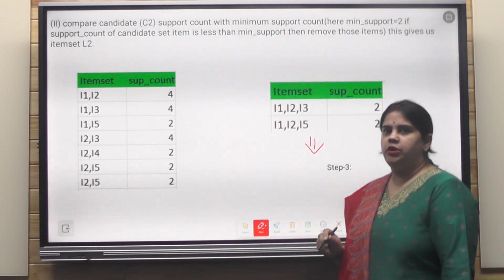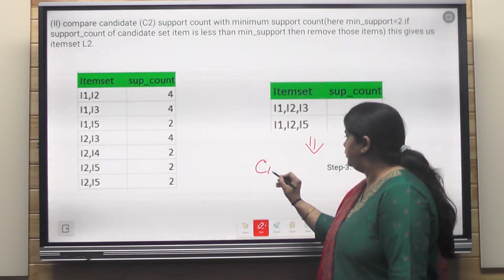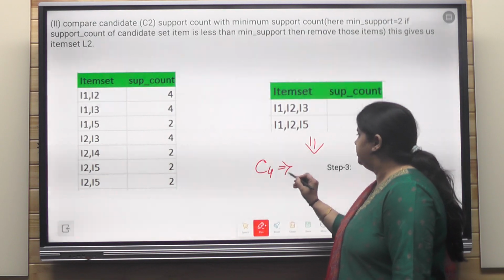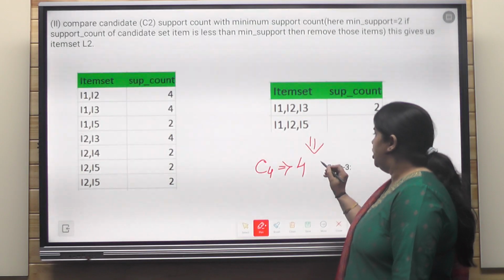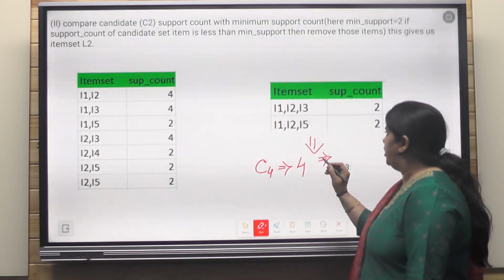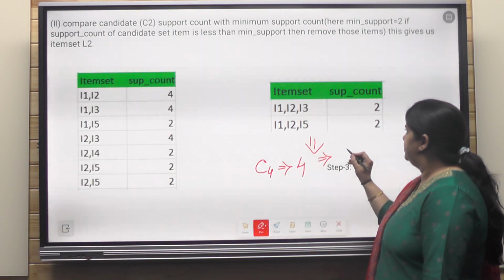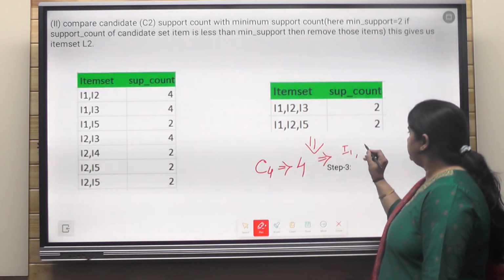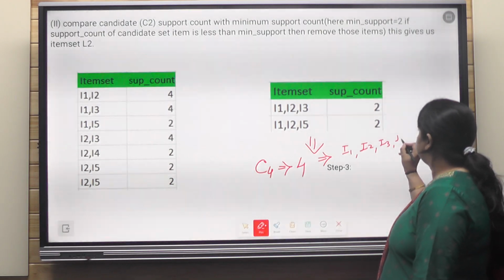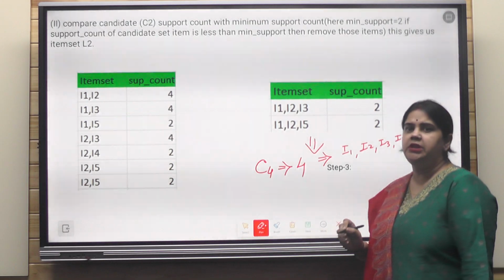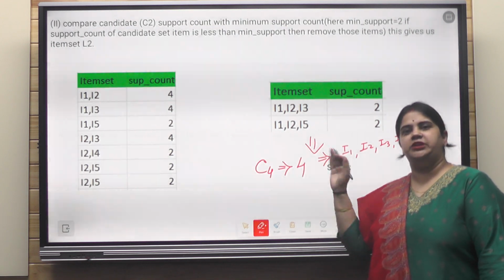the support as 2. Now we're going to create the next candidate C4, and now here the length of the buckets or the subset will be 4. So what will be my value here now? The subset which I can create from this is I1, I2, I3 and I5. This is the only set possible which can be created from the previous value, from the 3 subsets.